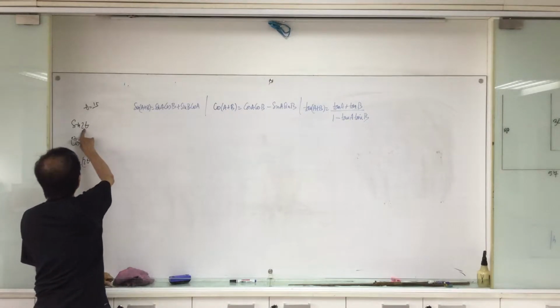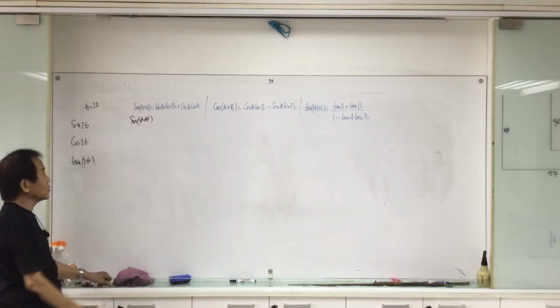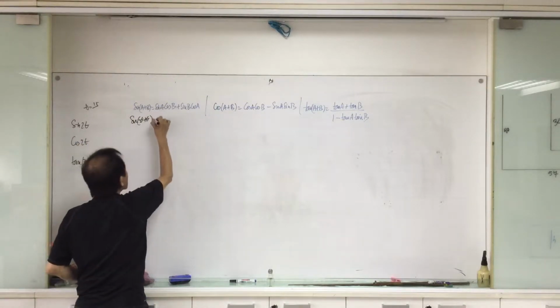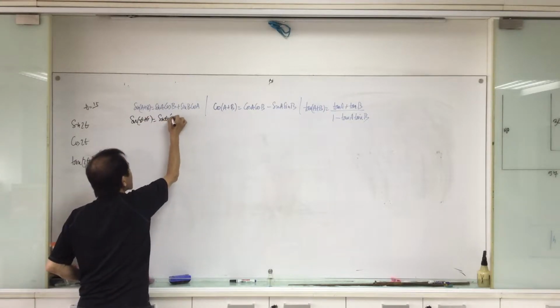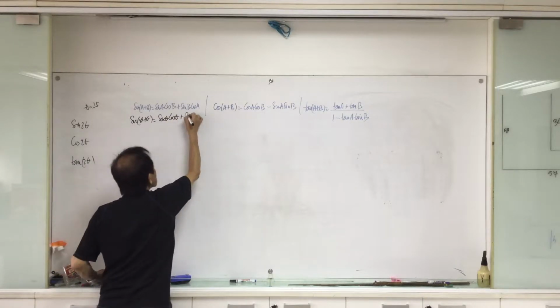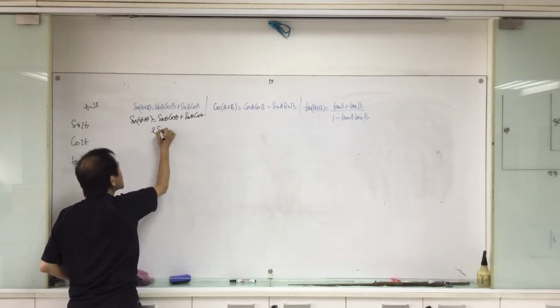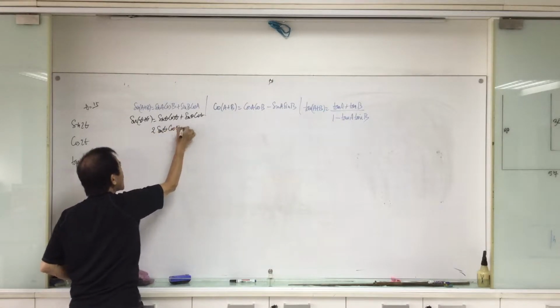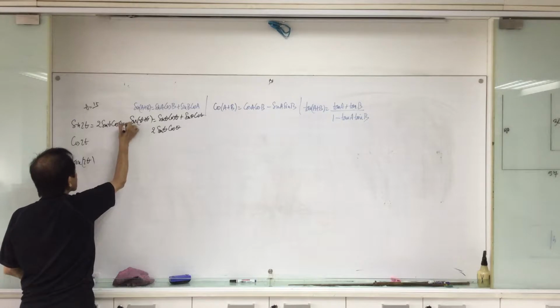So we change sine 2 theta to sine of theta plus theta, right? Theta plus theta equals 2 theta. So A equals theta, B also equals theta. So you have sine theta cosine theta plus sine theta cosine theta. Then you have 2 sine theta cosine theta. So the formula here is very, very helpful: 2 sine theta cosine theta.